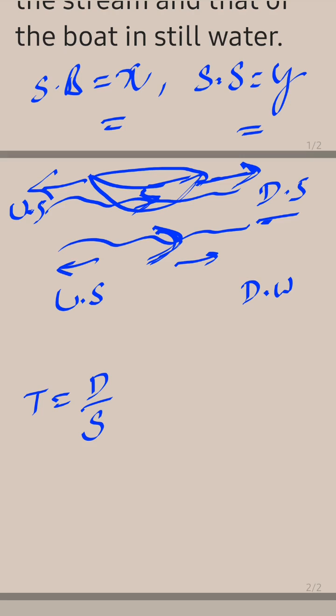Time is equal to distance by speed. Here, to find time, we already know the distance. For upstream, how much distance? 30 kilometers, they said. The distance upstream is already 30 kilometers. So now, what is the speed?